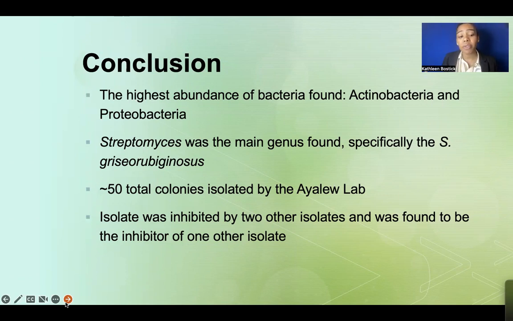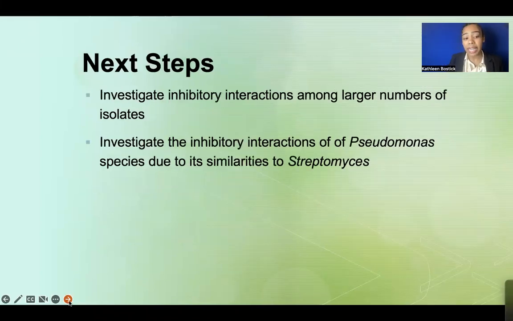Now, out of the 50 total colonies isolated by the lab that I am proudly part of, my one isolate pertained to a lot of really interesting inhibitory interactions. Now, this is all really wonderful. However, the next steps that I plan on taking is really understanding how these interactions are present among a larger number of isolates. And even further, understanding Pseudomonas specifically because it's very similar to Streptomyces. Understanding how both of these bacteria interact will help us understand more of the microbiome.